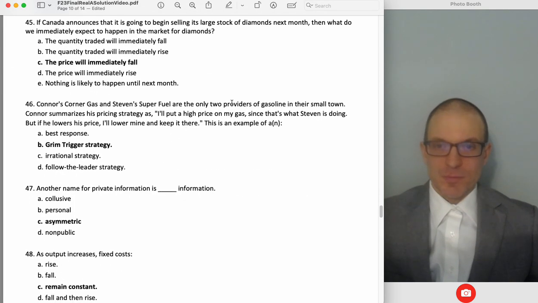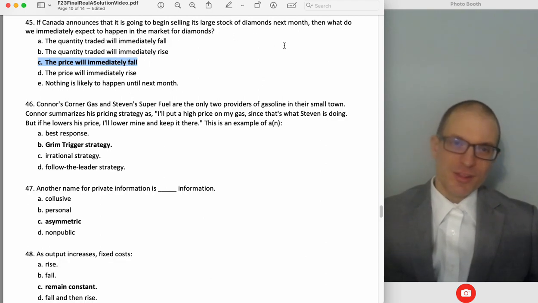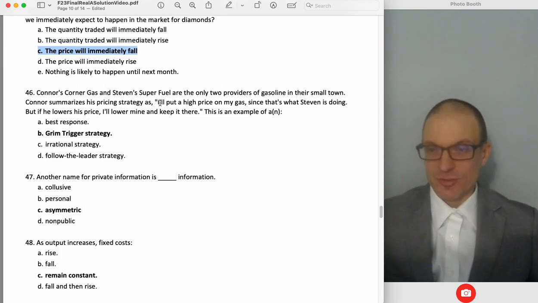If Canada announces it's going to begin selling a large stock of diamonds, what do we expect is going to happen to the market for diamonds? There's going to be an increase in supply in the future, so price will fall in the future. What do we expect is going to happen now? Well, now we'll get a leftward shift in demand. People are going to expect a lower price in the future. Why would we want to buy it now? So we're going to get a losing of interest. Demand's going to shift to the left, and price and quantity both fall. Then in the future, when the market's been flooded with these cheap diamonds, people buy their diamonds.